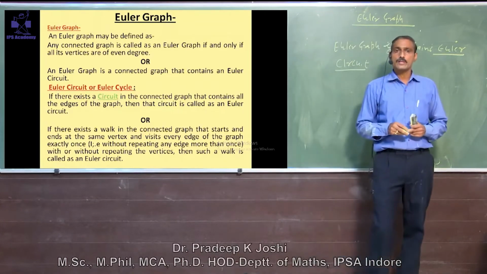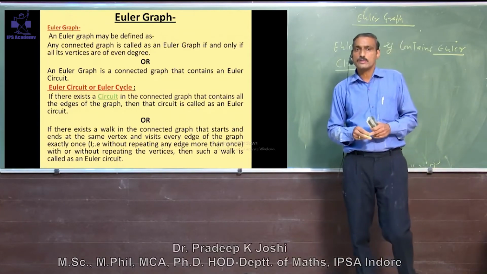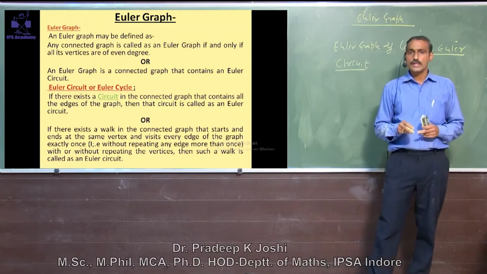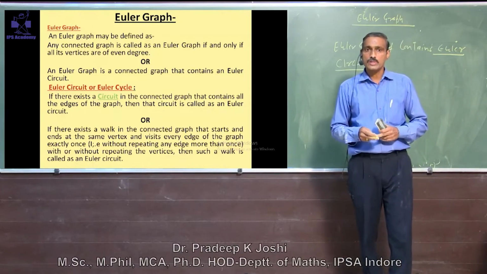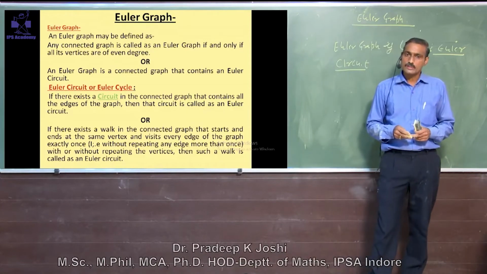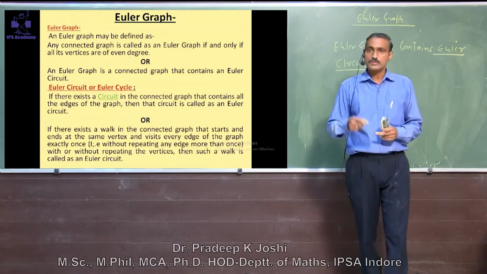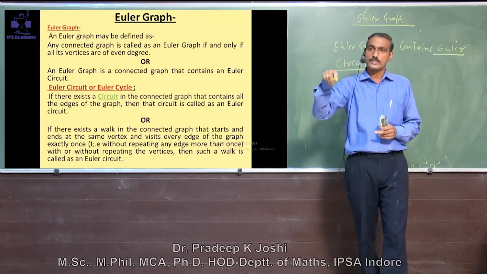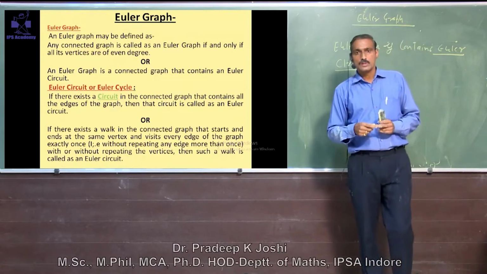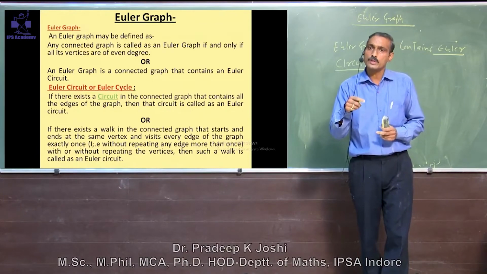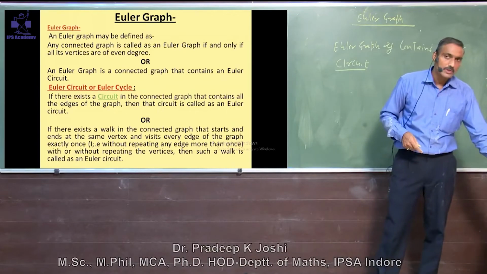If there exists a walk in the connected graph that starts and ends at the same vertex and visits every edge of the graph exactly once, that means without repeating any edge, with or without repeating the vertices, then such a walk is called an Euler circuit. That means we have to move in the graph and visit all the edges, and return to the initial point. So this graph is an Euler graph.